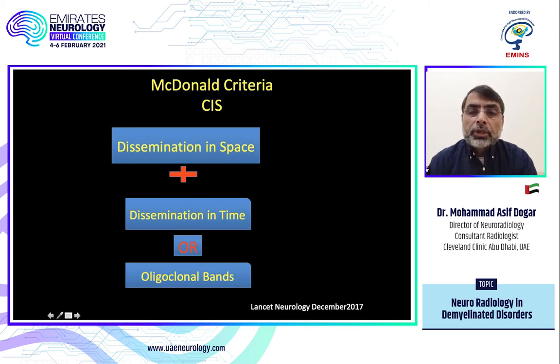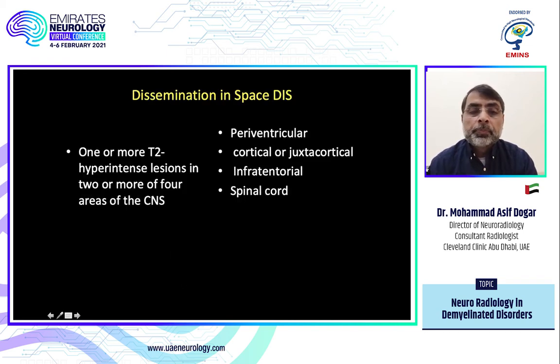So here are the McDonald criteria. There should be dissemination in space, and then either there should be dissemination in time or there should be oligoclonal bands in the CSF. So what is dissemination in space? There should be at least one or more lesions in one of these 4 sites: periventricular, cortical or juxtacortical, infratentorial, or spinal cord.